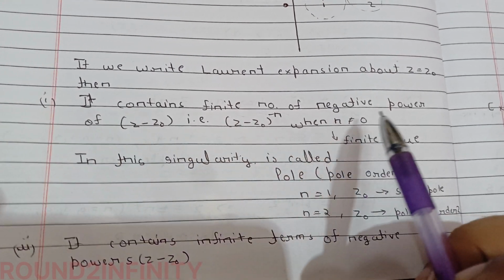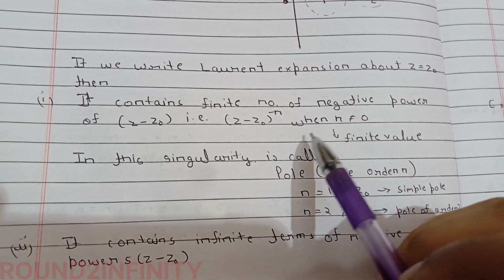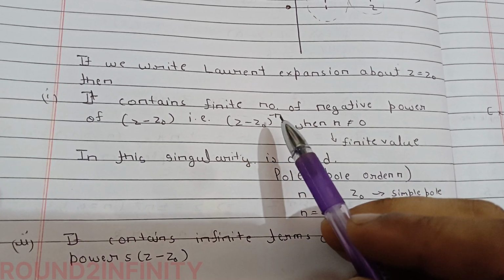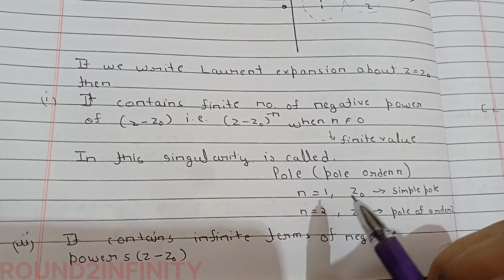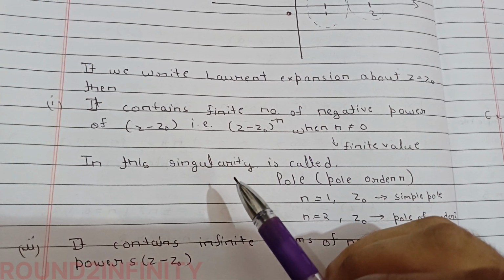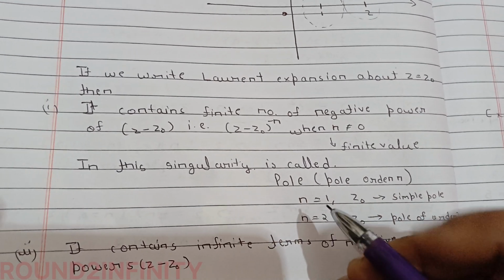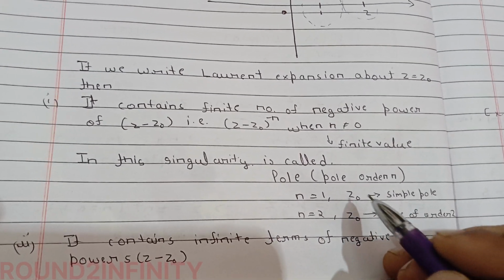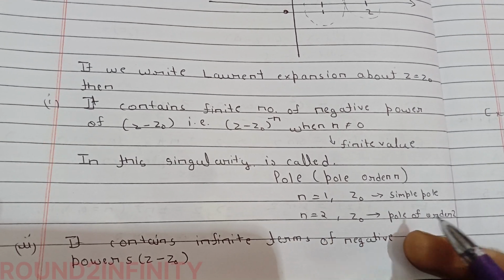So it contains a finite number of negative powers of z minus z naught, that is (z minus z naught) to the power minus n, when n is not equal to 0, and this n value is finite. In this case, the singularity is called a pole of order n. Whatever n value you have, the maximum negative term, that is called the pole of order n. If n is equal to 1, then z naught is a simple pole. If n equal to 2, then the singularity will be a pole of order 2.